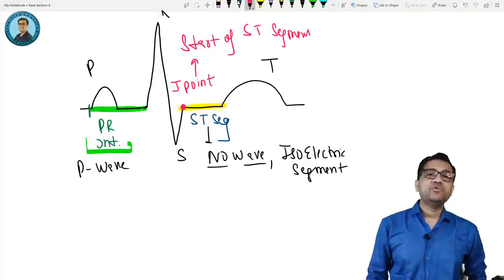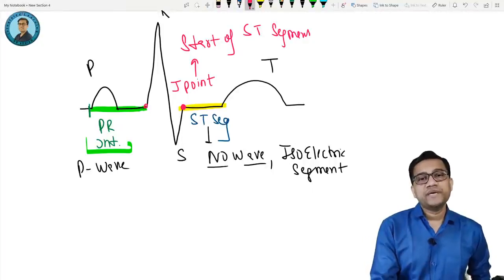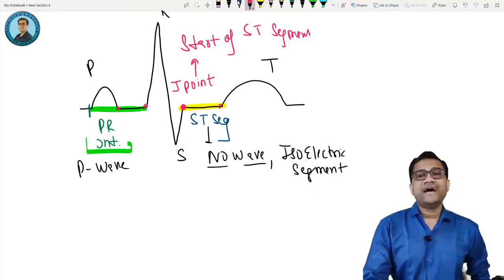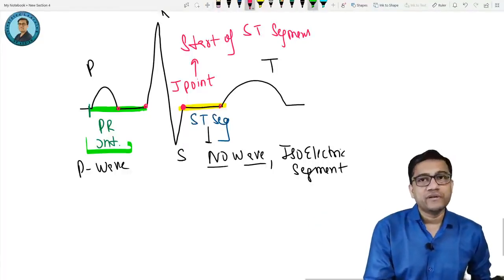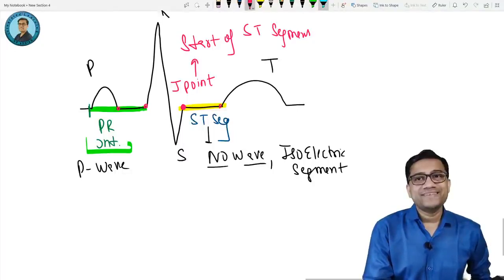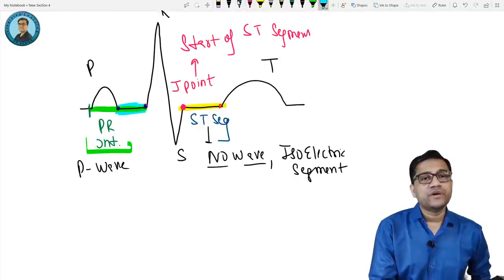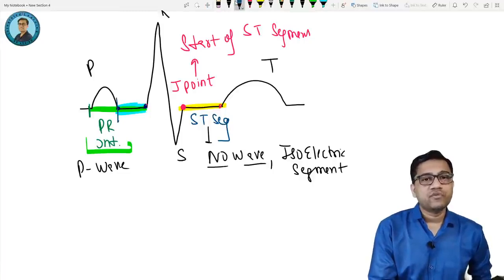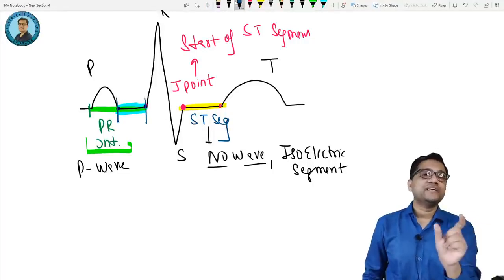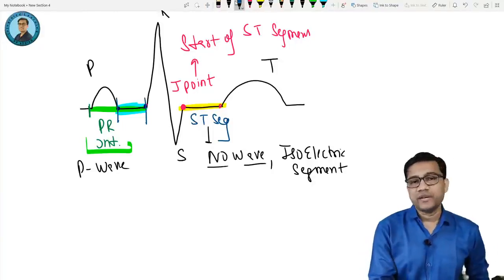I'm telling you one very easy rule to remember. The J point should be at the same level as this entire ST and even PR segment. If I ask someone, what is this structure I am marking in blue, I'll make a box. What is this structure? This is called the PR segment, because there is no wave here. No one asked you this much, but remember they are all on the same axis.